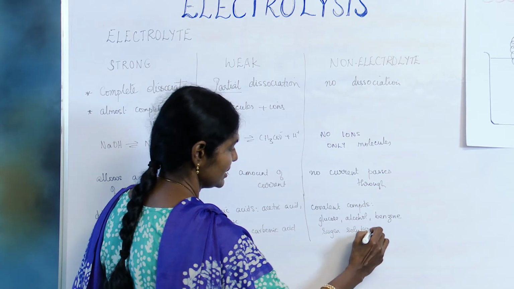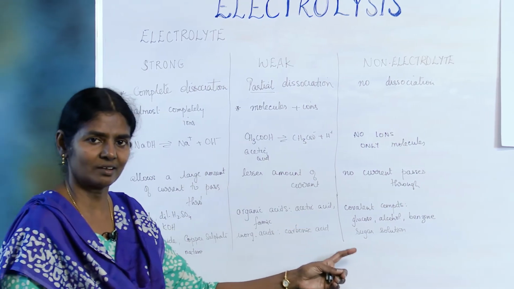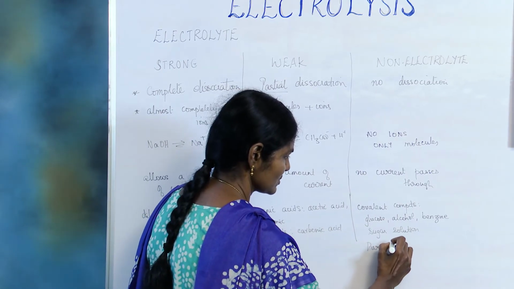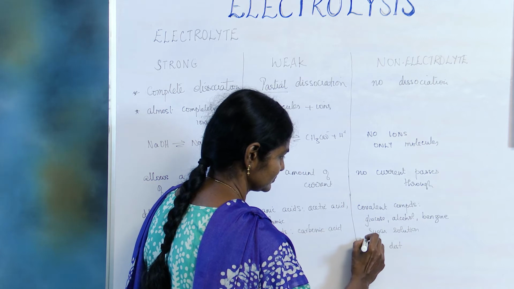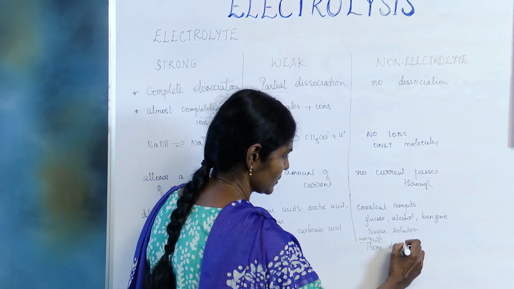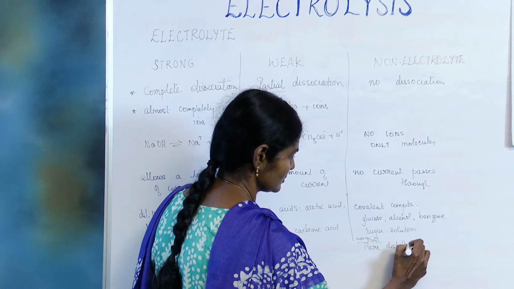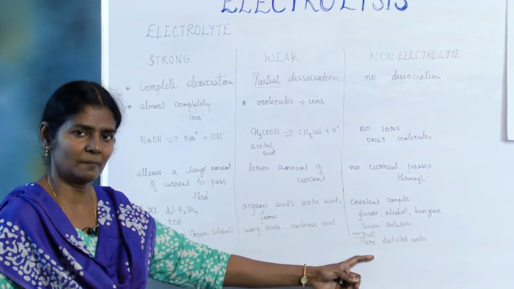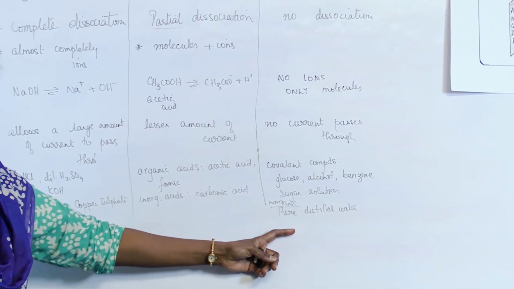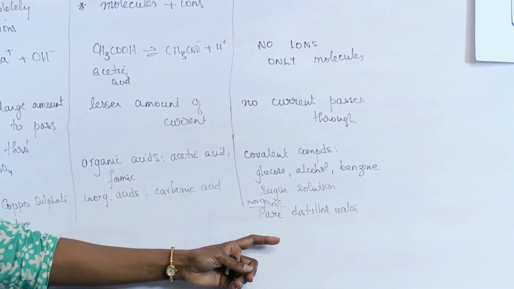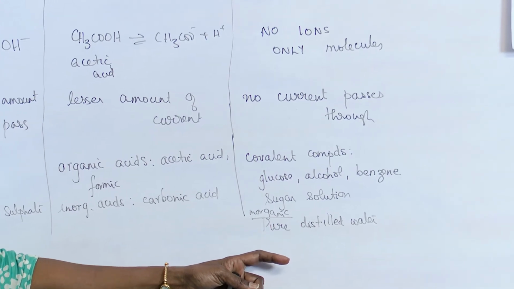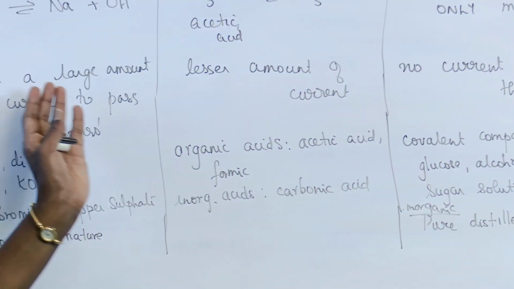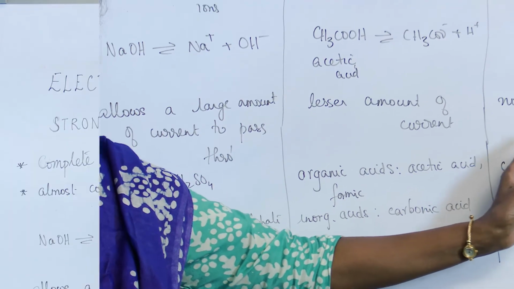All these. In addition to this, there is one inorganic compound which is the most important, and that is pure distilled water. It's an exception. Okay, this is inorganic, pure distilled water. So this is the one thing that we must remember. 100% pure distilled water is a non-electrolyte. If a little bit of traces of impurities are there, then it becomes a very good electrolyte. So these are the basic differences between strong, weak, and non-electrolytes.